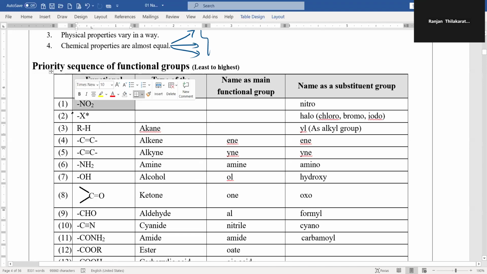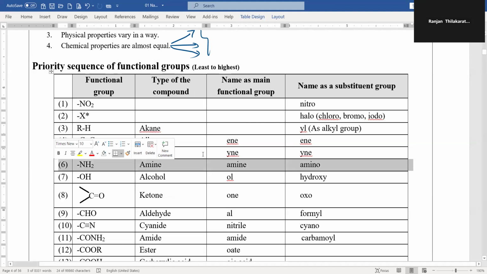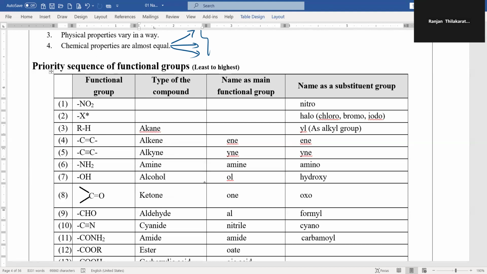If you have NO2 and X, X means chlorine, bromine, iodine, right? Say you have chlorine or bromine or iodine in compounds, so those are labeled as X. That means if you have CH3Cl, this is a kind of functional group. If you have chlorine, bromine, iodine within an organic compound, maybe especially in a hydrocarbon, then we don't consider that as a functional group.